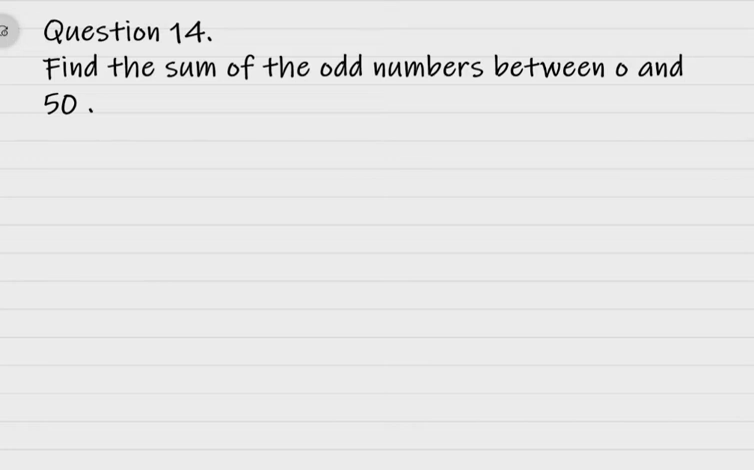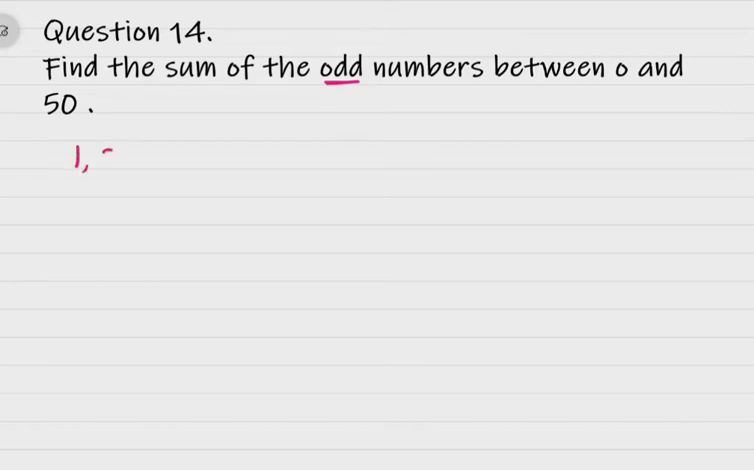Till question number 13 we have done in our previous classes. Now let's see how we can find the sum of the odd numbers between 0 and 50. Now see here children, we have to find the odd numbers between 0 and 50. That means let's see after 0 which one is our odd number. So after 0 our first odd number is 1.